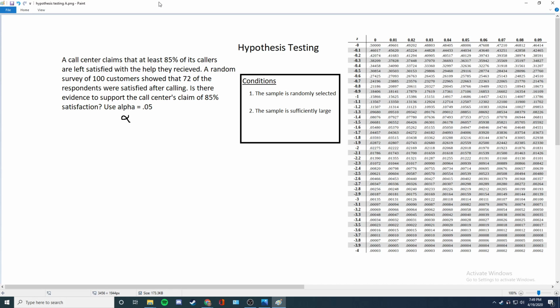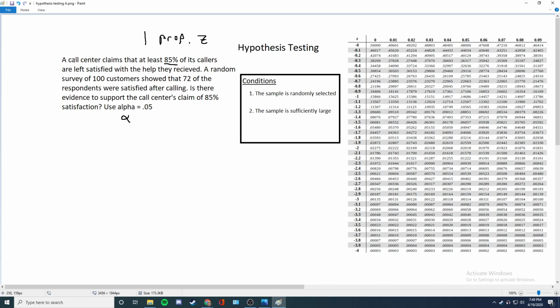So, when we see a problem like this, we have to determine what kind of test we're going to be using. In this case, since we're dealing with a percentage or a proportion, we're going to be doing a 1 proportion z-test. From here, what I like to do is pull out all of the relevant information, which generally is just the numbers.